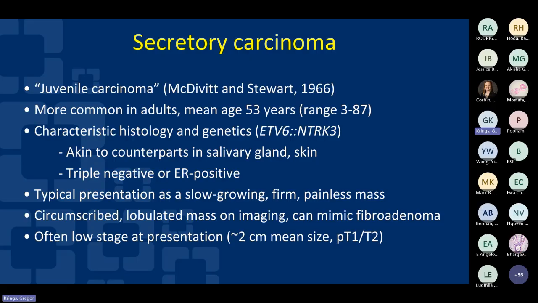In the breast, they typically present nondescriptively as a slow-growing, firm, painless mass. On imaging, some cases can be circumscribed and mimic benign lesions like a fibroadenoma, and typically present at low stage with a mean tumor size of about 2 centimeters across the board.